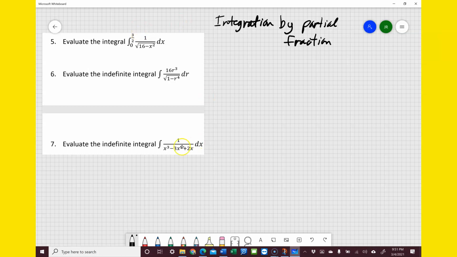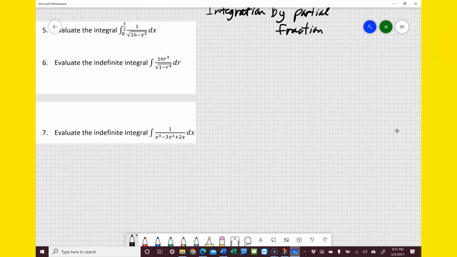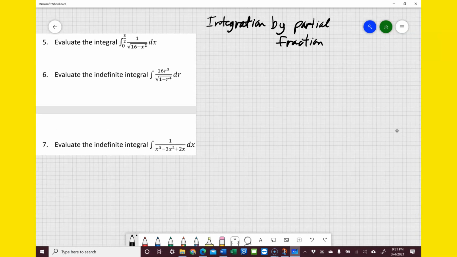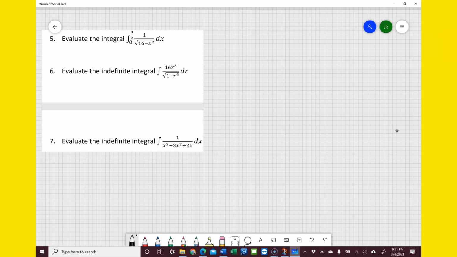By the way, I changed this number 7 from what you have on your hard copy because I tried to make up a problem similar to one on your assessment, but in doing so, I made up a problem that was not possible to do with integration by partial fractions. So I changed it. So don't worry about the problem that's on your hard copy. Okay. Let's see if I can figure out how to do this by partial fractions myself.